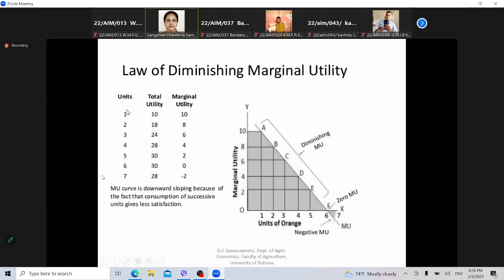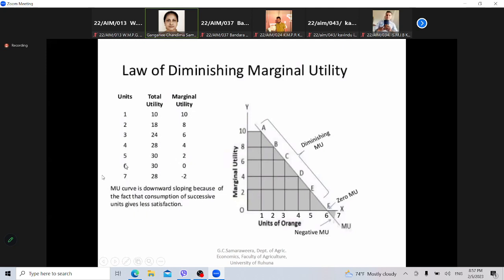You are adding 1 unit, the change of 1 unit, and the total utility changes. While adding 1 unit, your satisfaction goes from 10 to 8, so the marginal utility is 8. Your utility is increasing only by 8 units. Then the difference is 6, because adding 1 unit. How is your total utility changing? Here 8, here 6, here the difference is 4, here 2, here 0. No utility at all, no marginal utility.